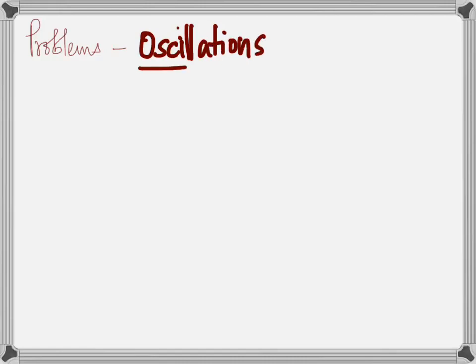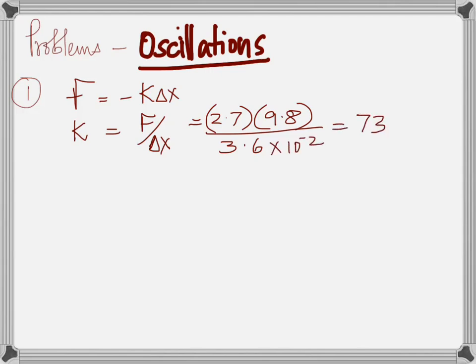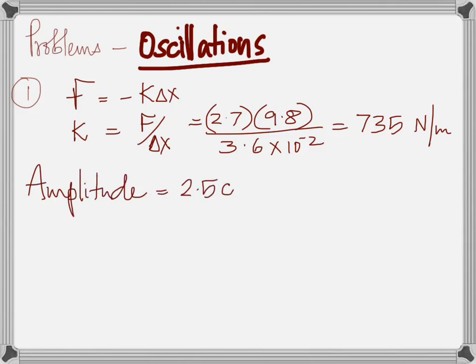Here are the problems on oscillations. Number one, find the spring stiffness constant using force divided by extension. Force is 2.7 times 9.8, which is mg, divided by the extension in meters. And of course the amplitude is 2.5 centimeters.